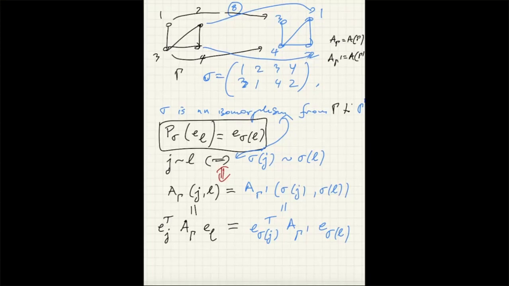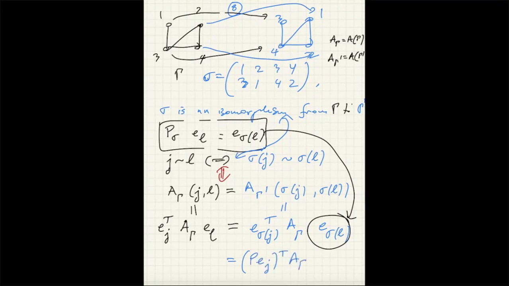But what is E sigma J and E sigma L? You see, E sigma L has this expression in terms of P, and that's multiplication. So that's P sigma times E L. So if you replace it over here, you get P times E J transpose A gamma, and here you get P times E L. And when you unpack it, you get E J transpose, and inside is going to be P transpose A gamma P and E L on the other side.